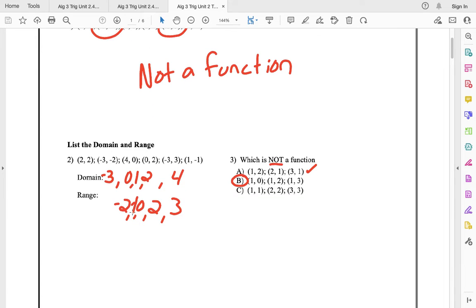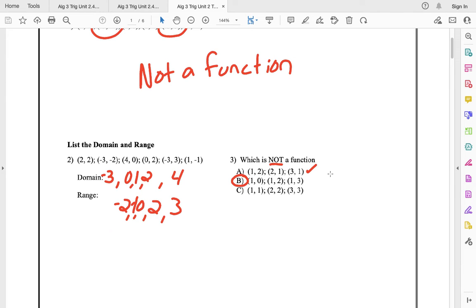All right, so for number two, we have to list the domain and range. I apologize, I moved things around because typically I try to write it in order from least to greatest. I'm not saying you have to. I just tend to do that because it makes me happy. Also, remember that in domain and range, you do not have to repeat. Domain is all your x values, your input values. Range is all your y values, and you're going to list all of them.